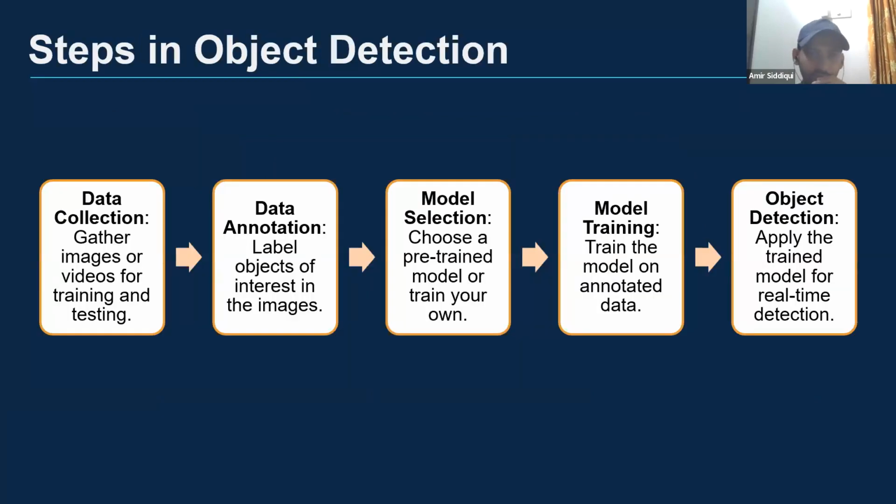Now, what are the steps in object detection? Let's say you have an image and you want to do object detection. You must know what steps you need to follow to achieve this. The first step is data collection. Let's say I want to do object detection. The first thing I have to do is gather all the data. If you're doing it for images, then gather images.